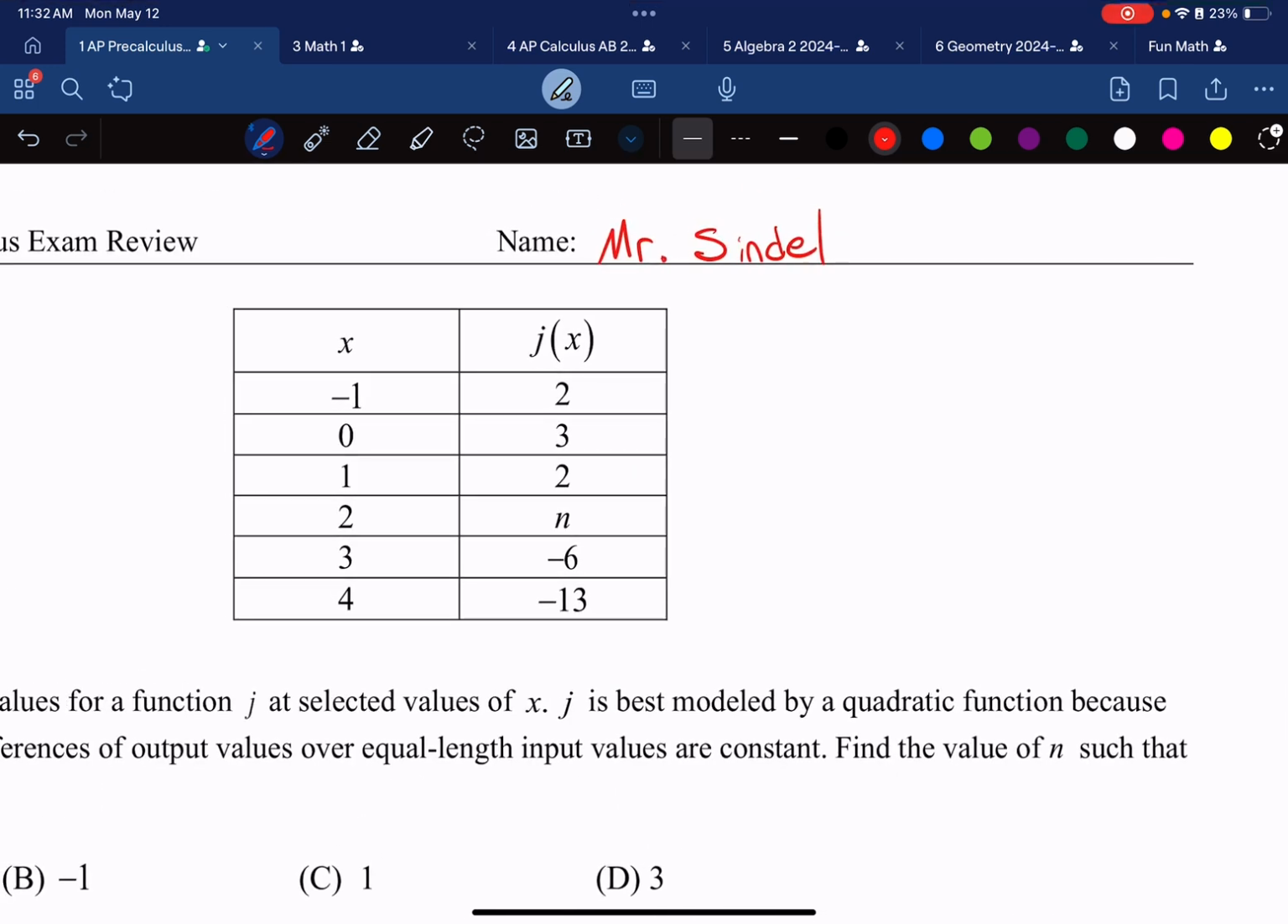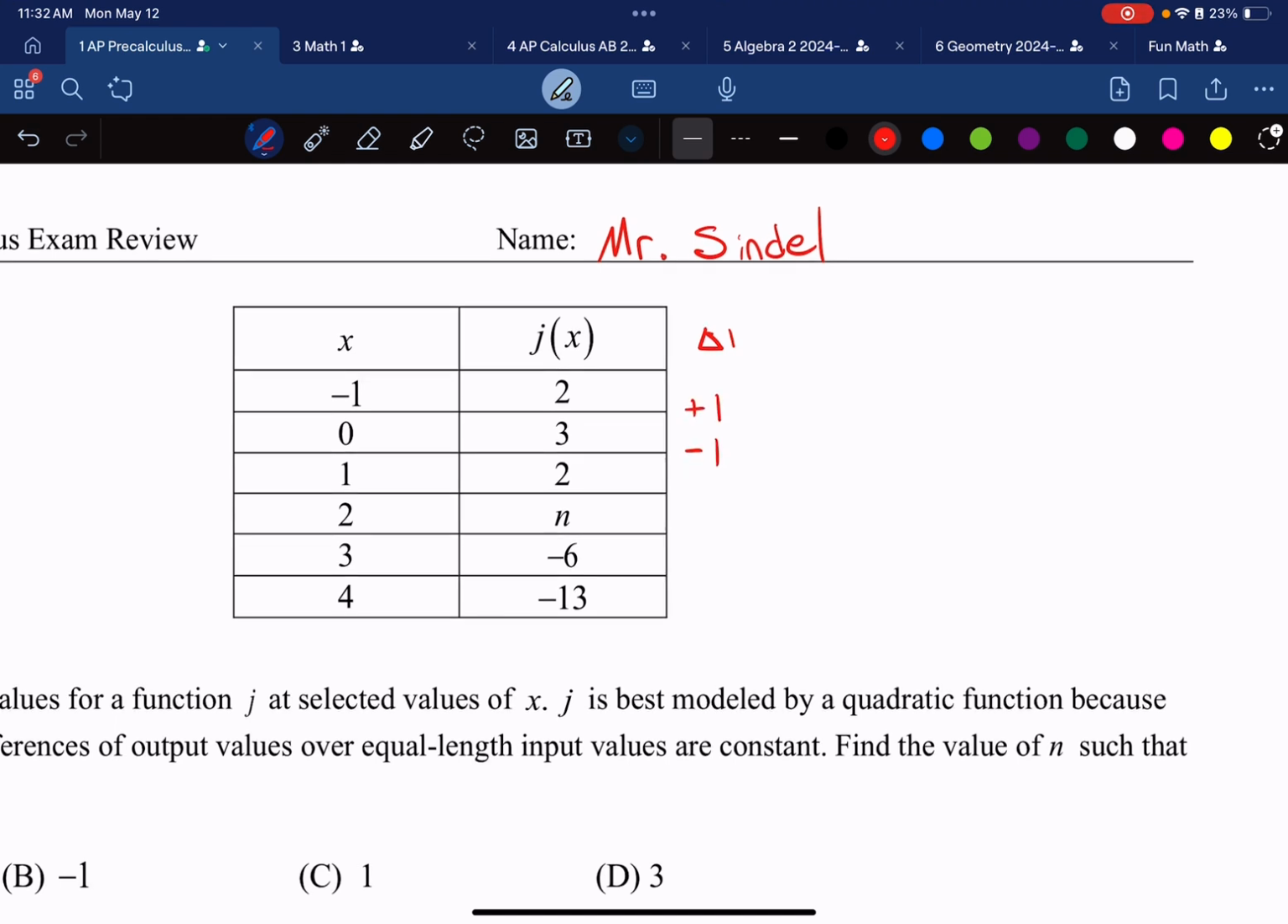If I look over here, I'm going to first look at the first differences. The first differences are how much I've changed between 2 to 3? Well, I've added 1, and from 3 to 2, I've subtracted 1, and from -6 to -13, I have subtracted 7. That's going to be helpful in a sec.